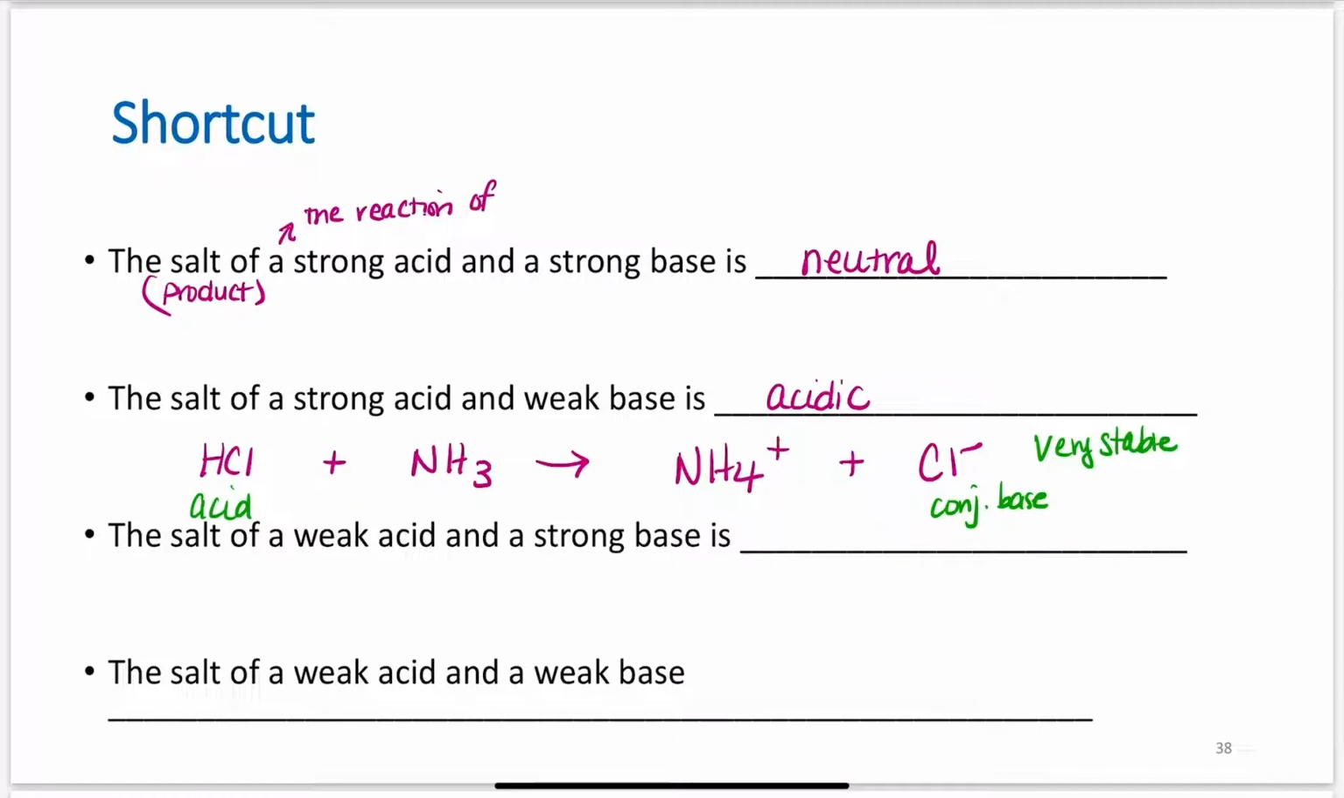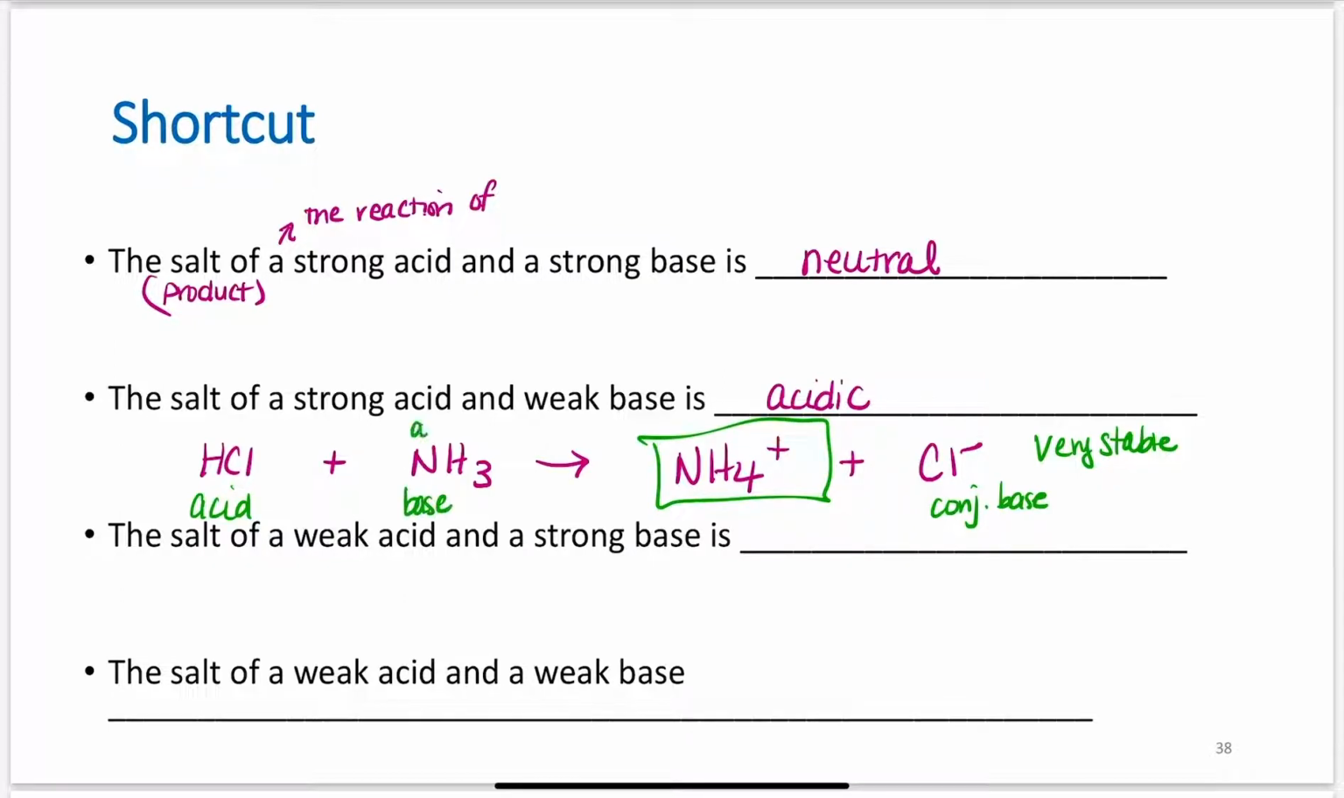Therefore, chloride is not going to react with water. When the chloride does not react with the water, it keeps the water neutral, because it keeps the amount of hydronium ions and hydroxide ions that are naturally present in water equal. It makes no effect. But ammonium, so this is your base.